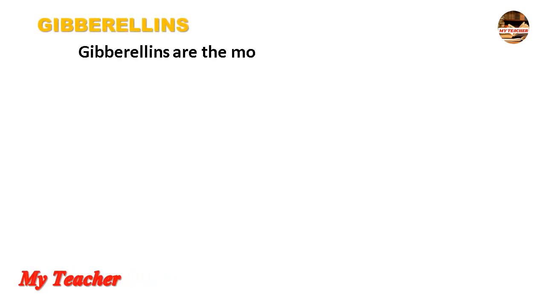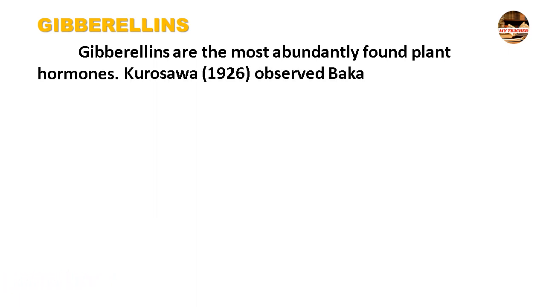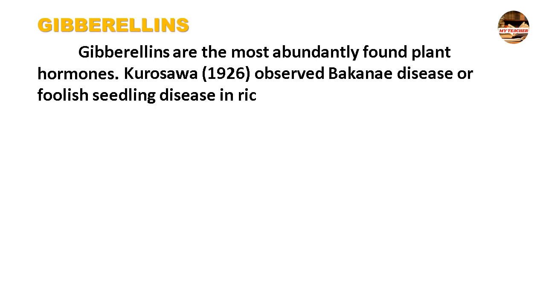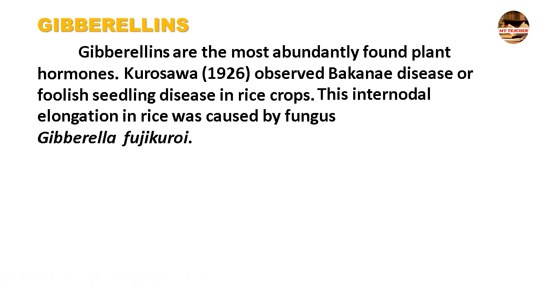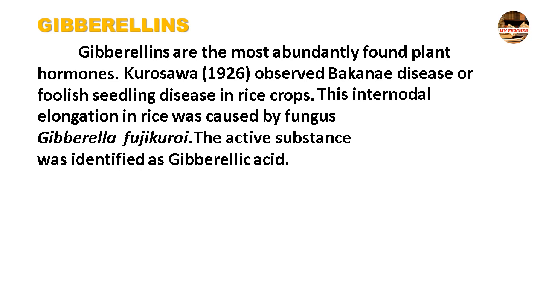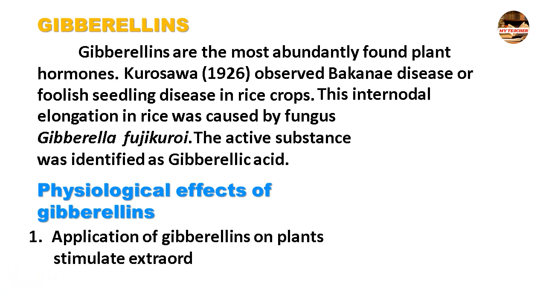Gibberellins. Gibberellins are the most abundantly found plant hormones. Kurosawa in 1926 observed Bakanae disease or foolish seedling disease in rice crop. This internodal elongation in rice was caused by fungus Gibberella fujikuroi. The active substance was identified as gibberellic acid.